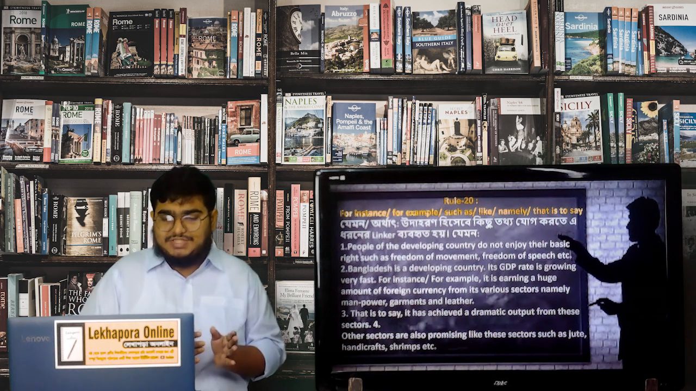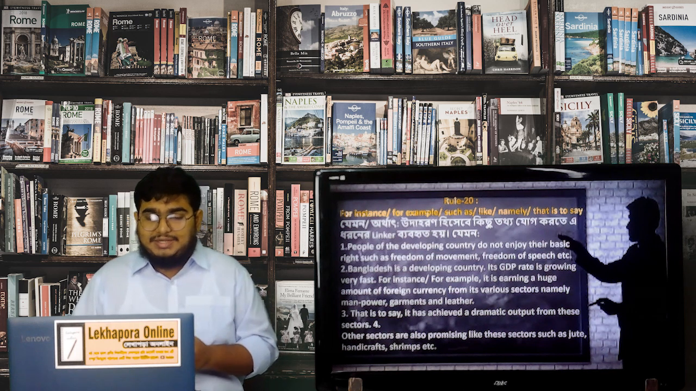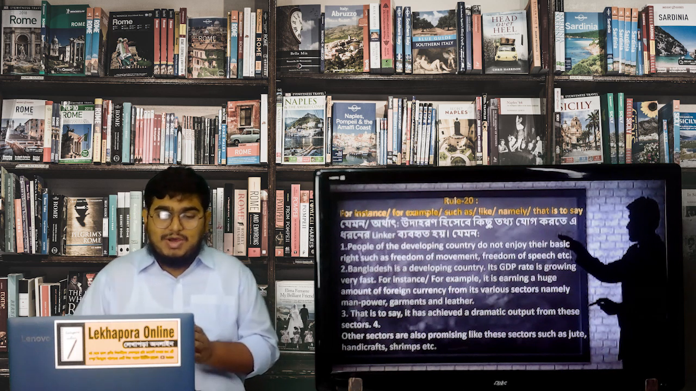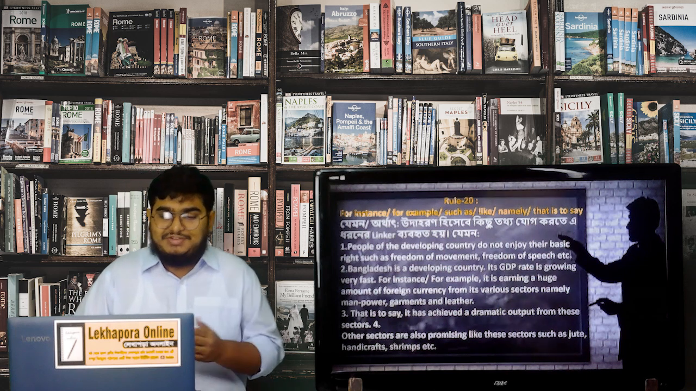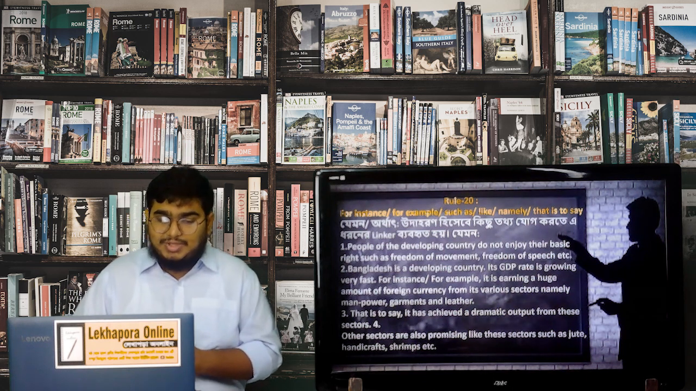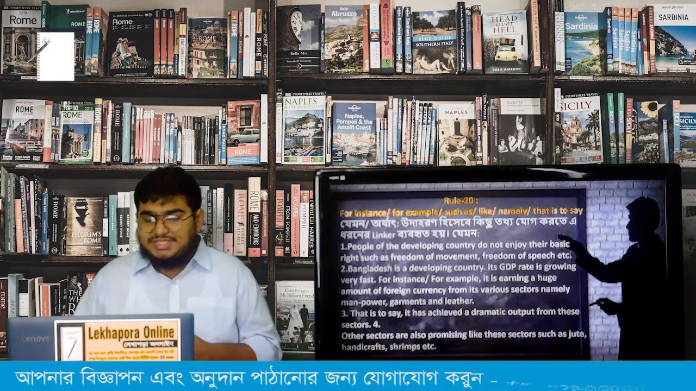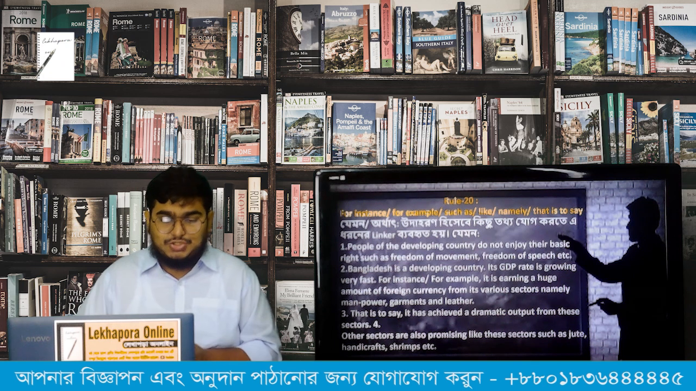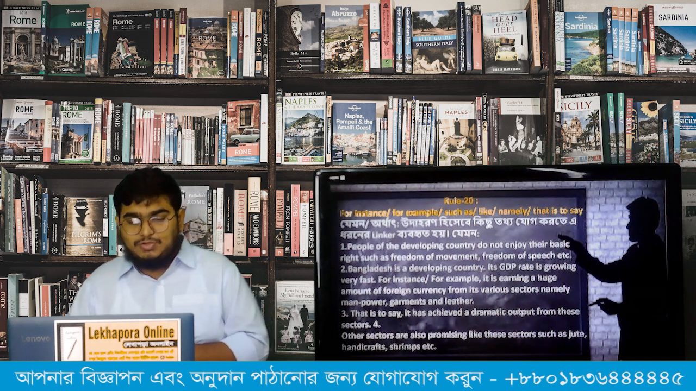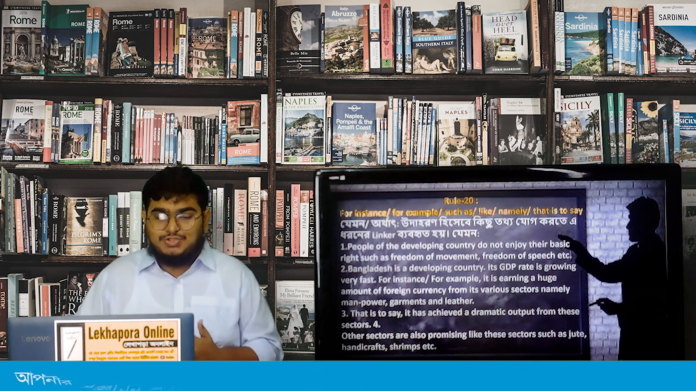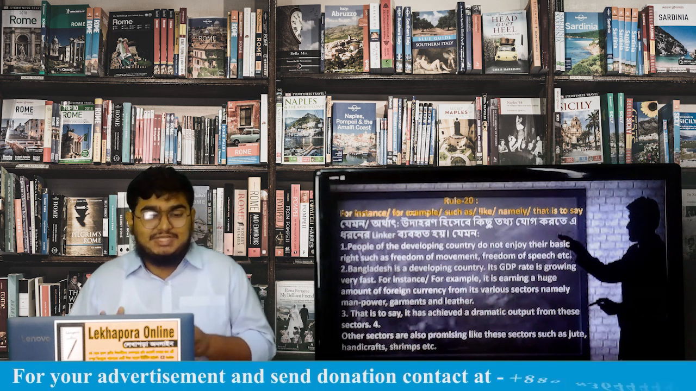Bangladesh is a developing country, its GDP rate is growing very fast. For instance, for example, it is earning a huge amount of foreign currency from its various sectors, namely manpower, garments and leather. That is to say, it has achieved a dramatic output from this sector. Other sectors are also promising, like this sector, such as jute, handicrafts and shrimps, etc.